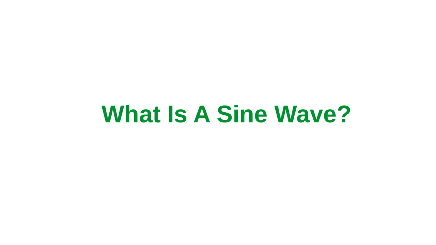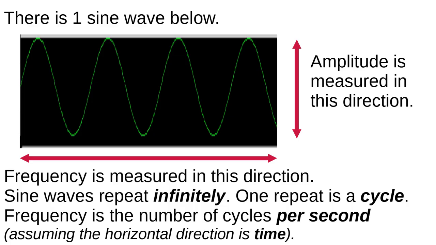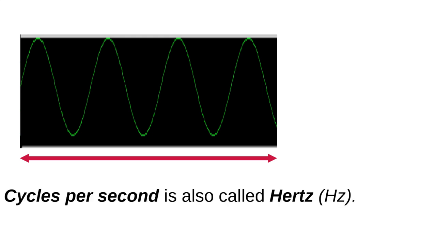What is a sine wave? There is one sine wave below. Amplitude is measured in the vertical direction. Frequency is measured in the horizontal direction. Sine waves repeat infinitely. One repeat is a cycle. Frequency is the number of cycles per second, assuming the horizontal direction is time. Cycles per second is also called hertz.